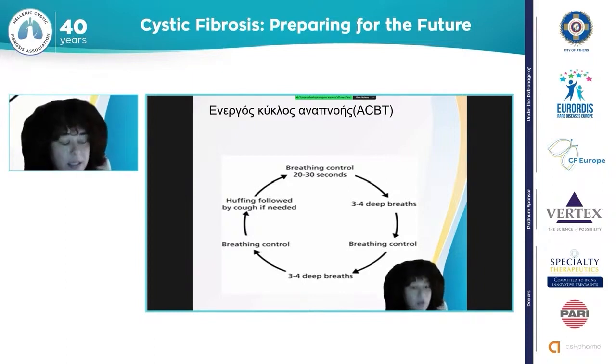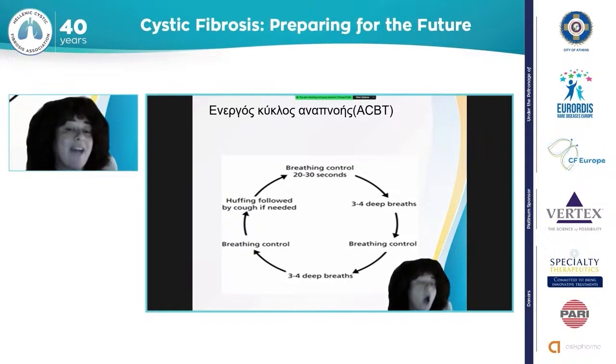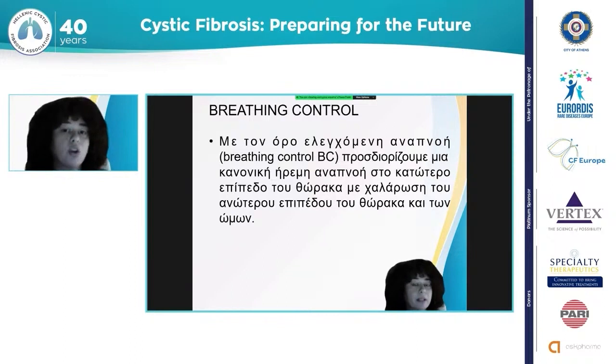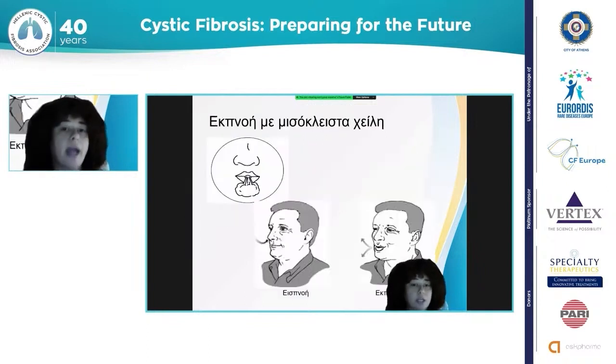This is the active breathing circle. You can read it. We use cough when needed. This is sputum that arrives at your throat and you are ready to take it out. This is when you cough. Breathing control. Breathing control is a normal, calm breathing at the lower part of the thorax by relaxation of the upper level muscles. Expiration with half-closed lips.